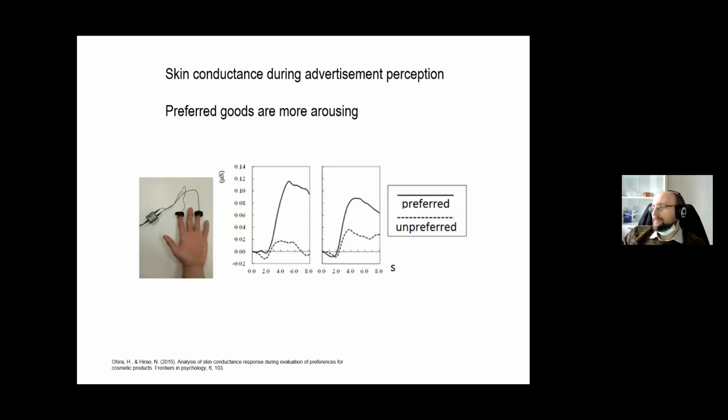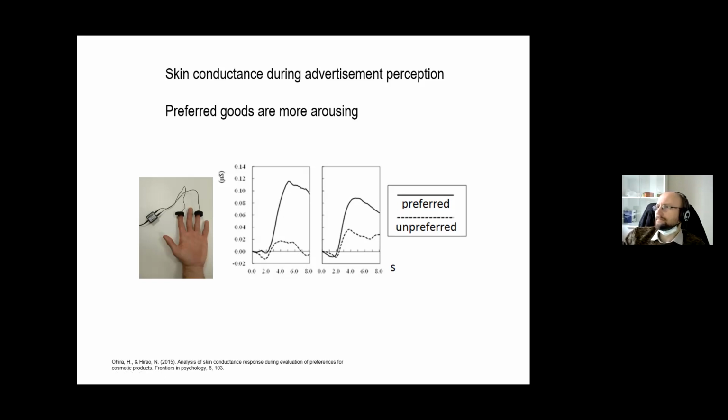Let me show you some practical implications of this method. Here you can see a study of advertisement, of marketing. They presented several goods, and they wanted to understand which good can be more successful in the market. So in this pre-test of goods, they showed different pictures and asked people to choose or not to choose after the experiment if they would like to have it. It was cosmetics, and we can see a very great difference in skin conductance between preferred and unpreferred items.